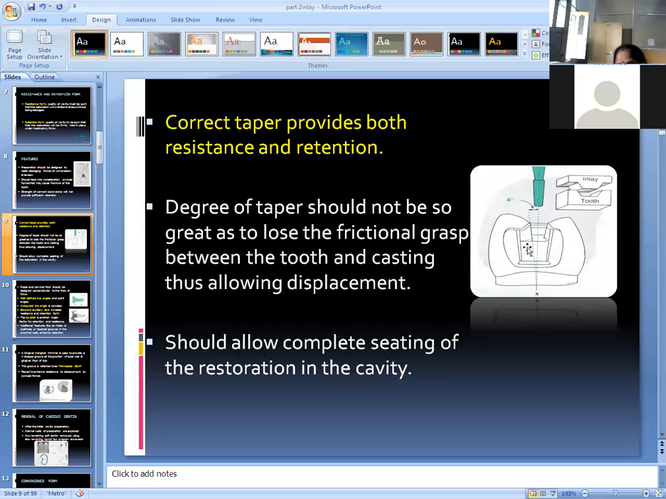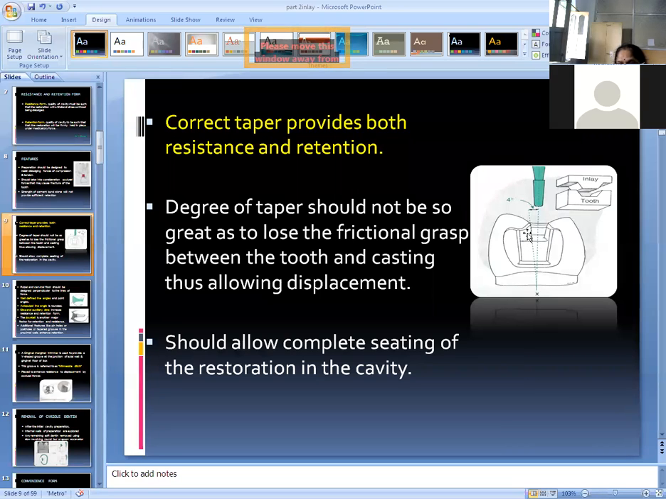So you have to give the proper taper. Last time we read that the taper should be between 2 to 8 degrees. It depends on the depth of the cavity. If it is a longer cavity, a longer taper. If it is a shorter, shallow cavity, then a smaller taper. So the correct taper will provide the proper resistance and retention.